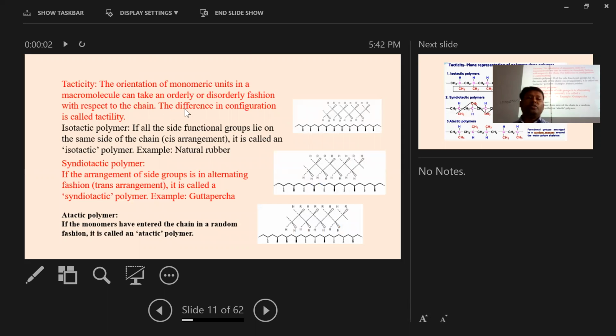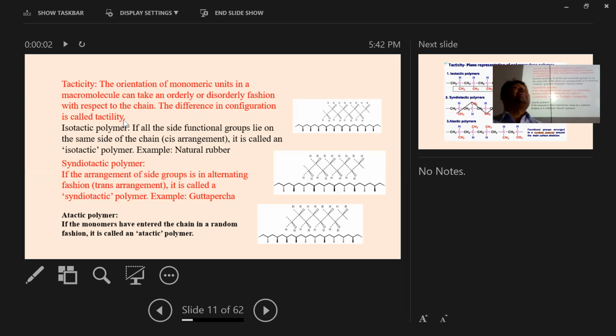Here is one piece of information: tacticity. This is a very interesting term. The orientation of monomeric units in a macromolecule can take an orderly or disorderly fashion with respect to the chain. The difference in configuration is called tacticity. Okay.